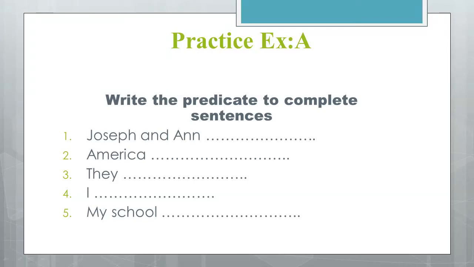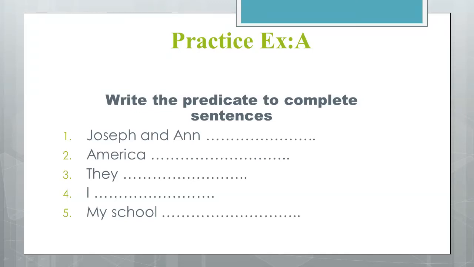Move to practice exercise A. It says write the predicate to complete sentences. Sentence number 1 is Joseph and Anne. You are given subjects here. Joseph and Anne. Both are the subjects. You are going to fill the predicate. You are going to fill the information about Joseph and Anne. Do it yourself. Take your time.